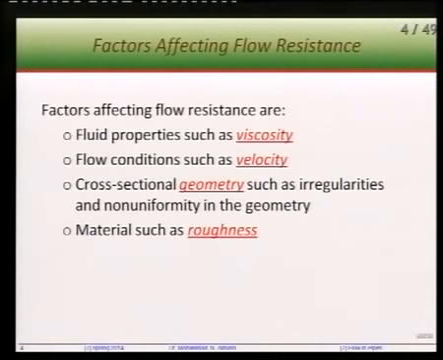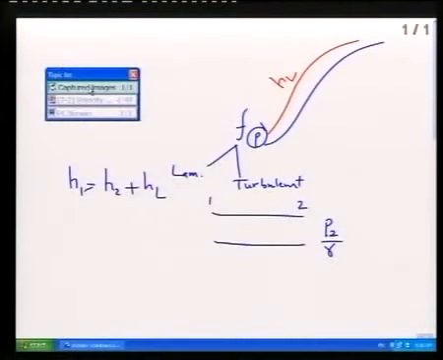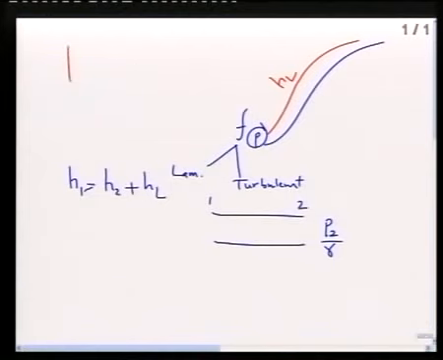Flow conditions like velocity. If the velocity is high, the head loss is higher. Why? Now, we know as the velocity increases, the head loss increases. First of all, why do we know that? And why is this the case? Because if you write the Darcy-Weisbach equation, increase V, the head loss increases.